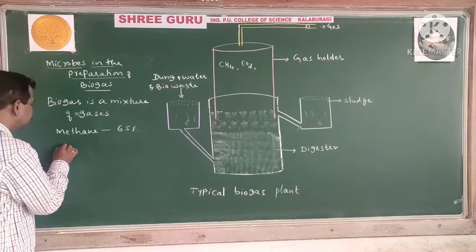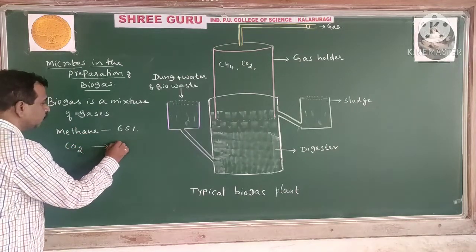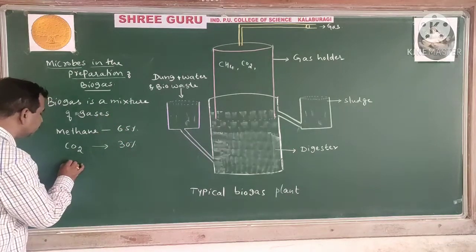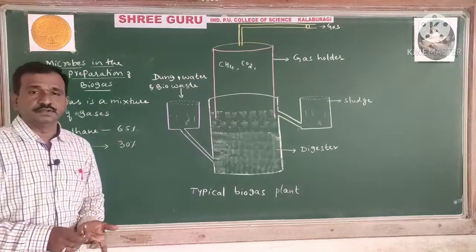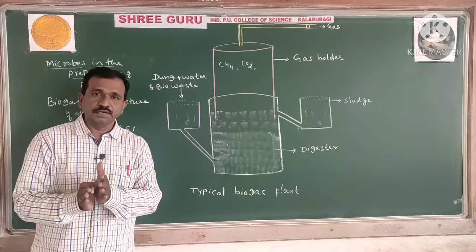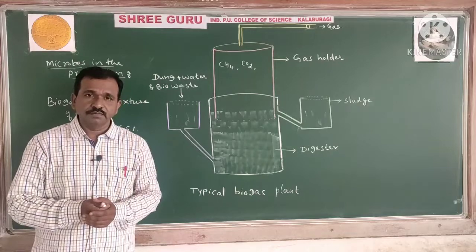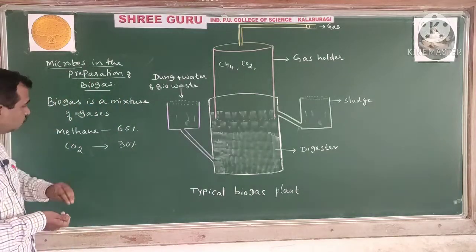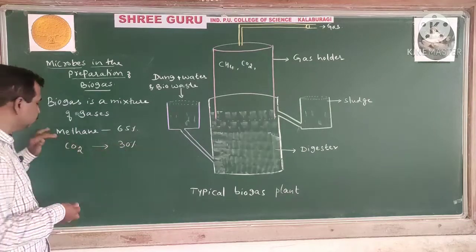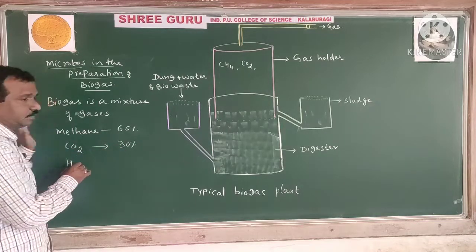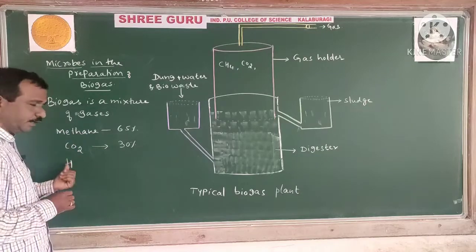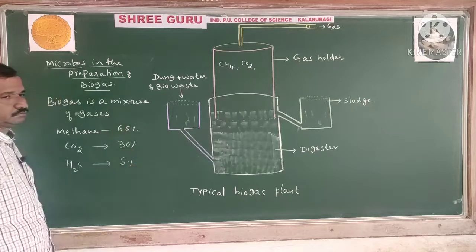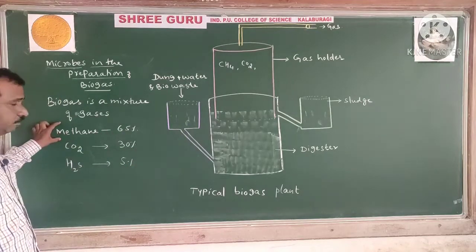Of the remainder, carbon dioxide is also there, around 30%. The remaining 5% has many gases; hydrogen sulfide may be there, and even the element oxygen may be found here. All of these are normally found at 5%. So H2S or hydrogen may be there, hydrogen sulfide may be there. These are all normally 5%. So methane is the major part.